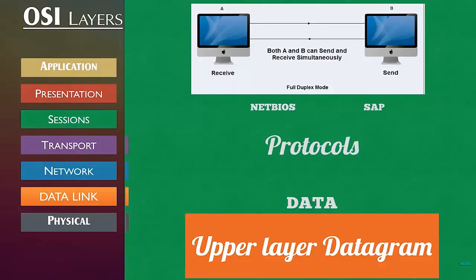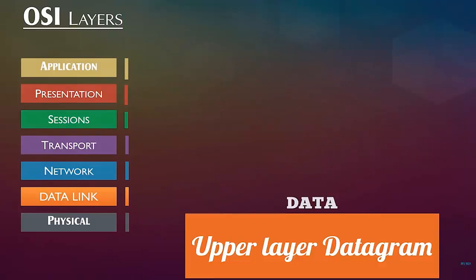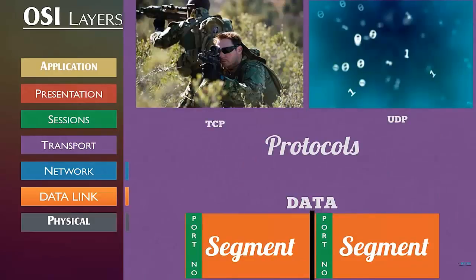Next is layer 4, which is the transport layer. In the transport layer you have two major protocols, that is TCP and UDP. TCP, we all know, is a secure protocol and it has the facility of error correction, whereas UDP is not so secure and it does not have any error correction facilities.